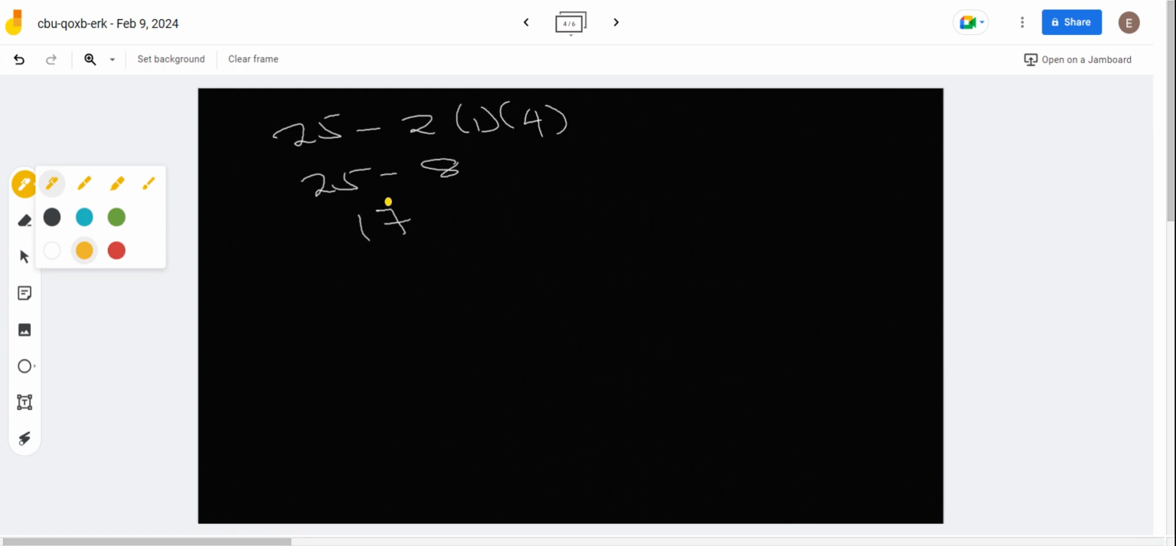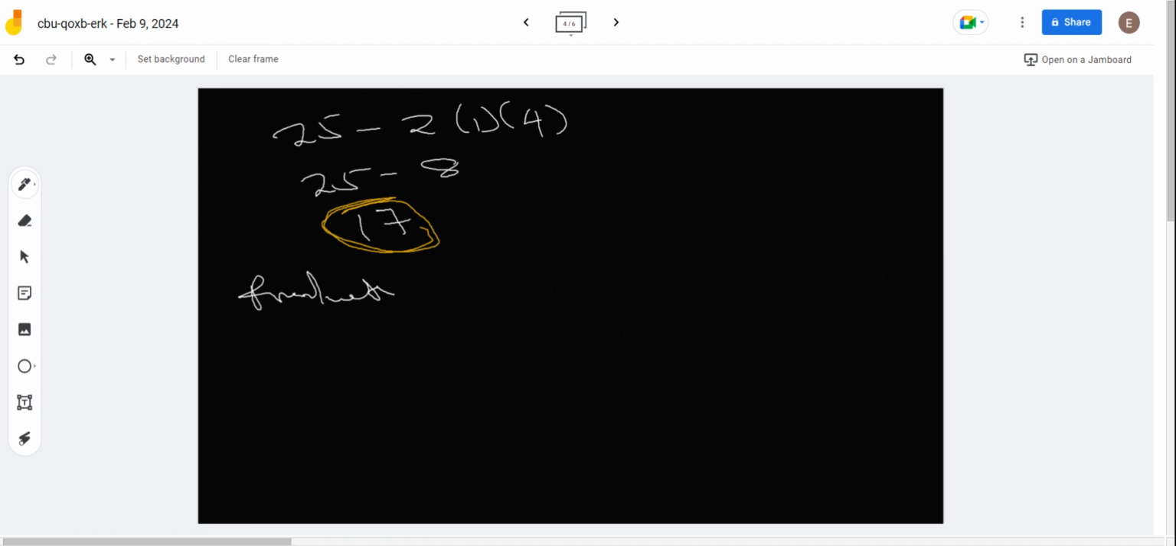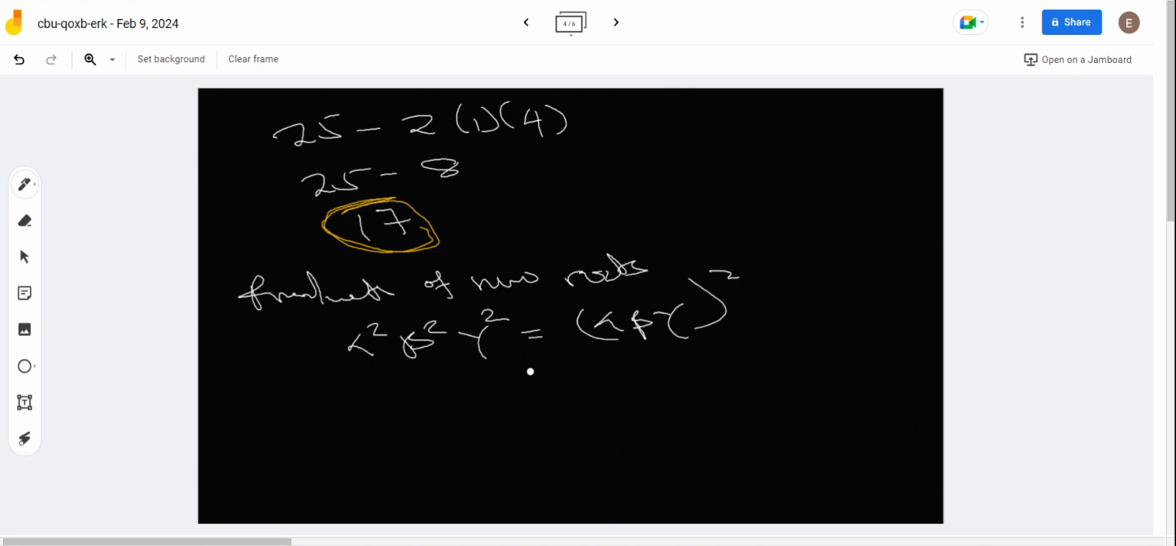So this becomes the sum of the product pairs. Let's go to the product of the new roots. That will be alpha squared beta squared gamma squared, which can be written as alpha beta gamma all squared. We know the value of alpha beta gamma is 1, so 1 squared will be 1.